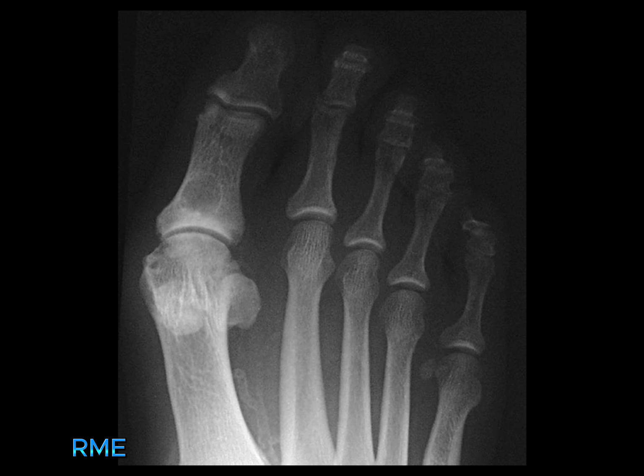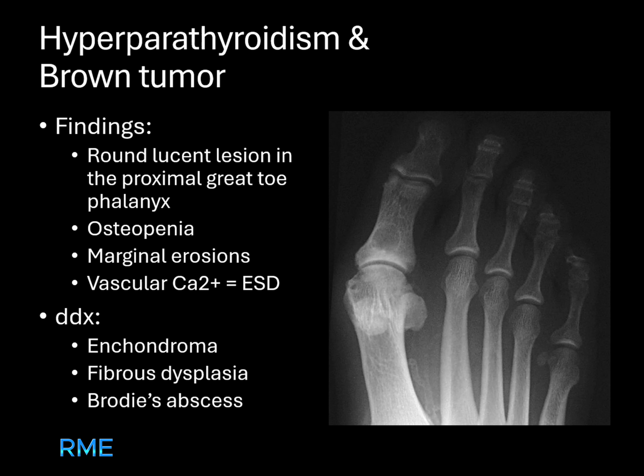Here, I see a round lucent lesion in the proximal great toe phalanx, osteopenia, marginal erosions, and vascular calcifications. These findings are indicative of hyperparathyroidism with brown tumor. Differential diagnoses include enchondroma, fibrous dysplasia, and Brodie's abscess.